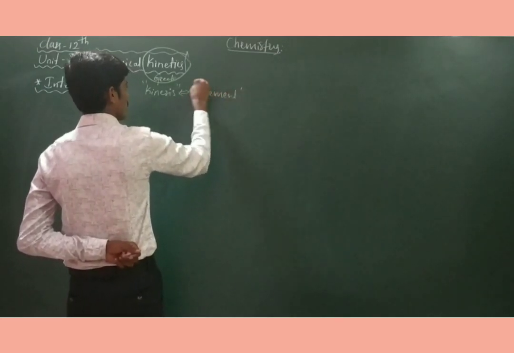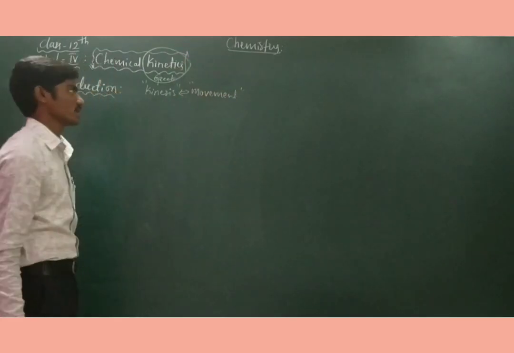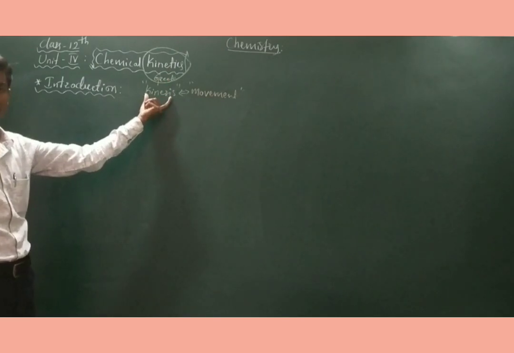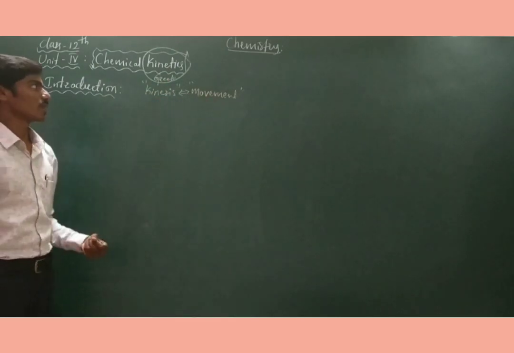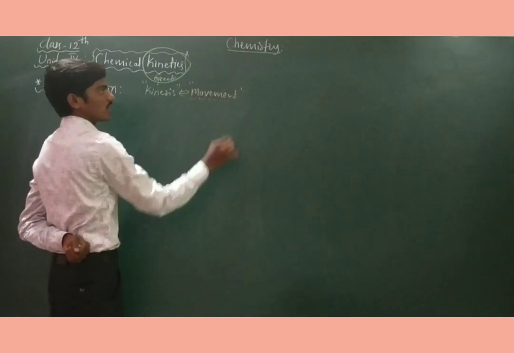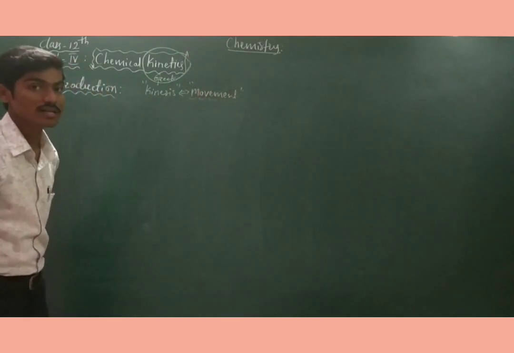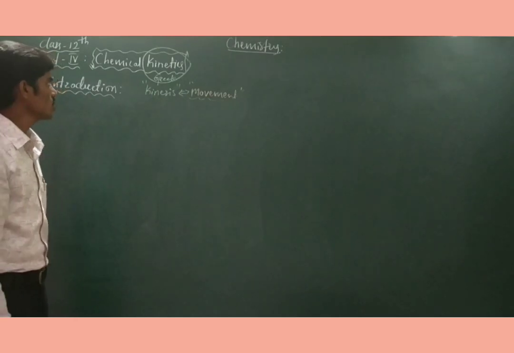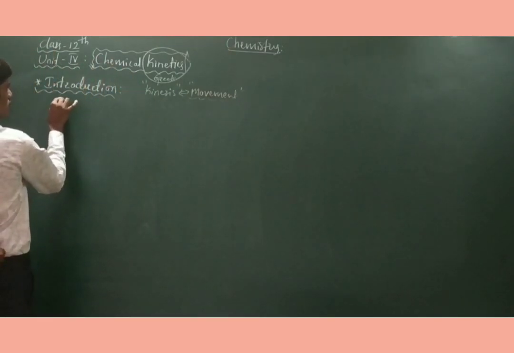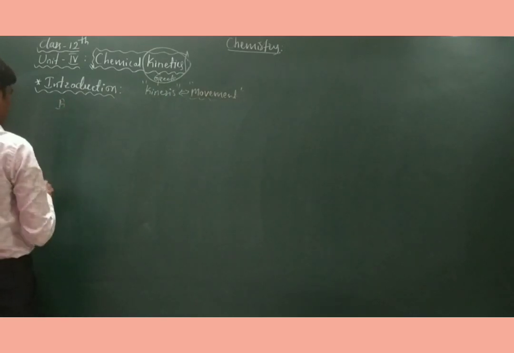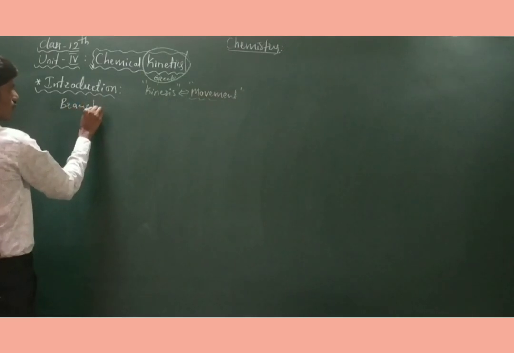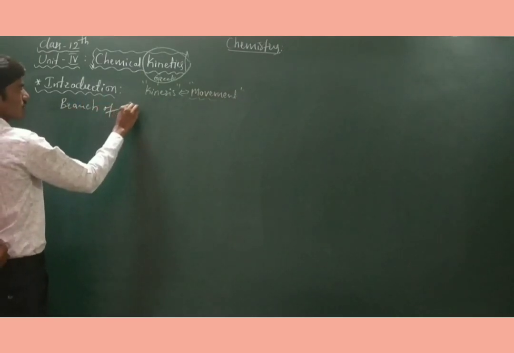Chemical kinetics. Kinetics, a Greek word, is derived from the Greek word kinesis, which means movement. That means the reaction movement, the reaction rate or speed. So chemical kinetics is a branch of physical chemistry.